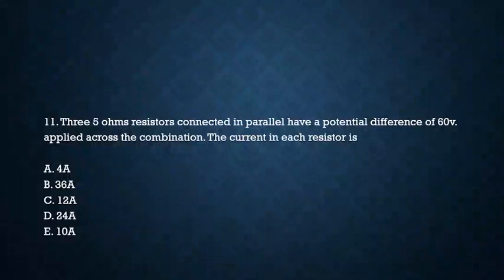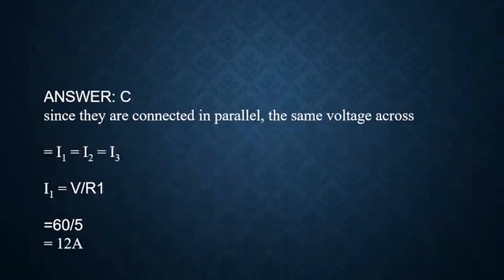Question number 11. Three 5-ohm resistors connected in parallel have a potential difference of 60 volts applied across the combination. The current in each resistor is A. 4 amperes, B. 36 amps, C. 12 amps, D. 24 amps, E. 10 amps. The answer is C.